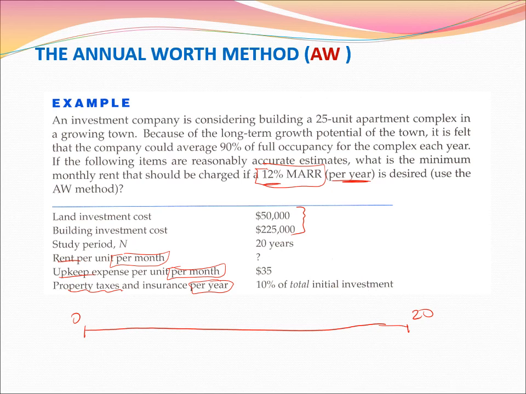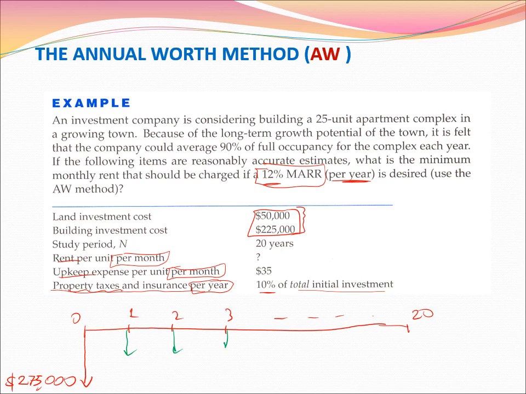So I'm going to represent the cash flow at each year. So the initial investment that we are doing at the beginning is the summation of these two values. So it will be $275,000. Okay, this is the initial investment. What about the property taxes? It is 10% of the total initial investment. Total initial investment is $275,000. 10% of it will be given as property taxes. So I'm going to represent it with a different color.